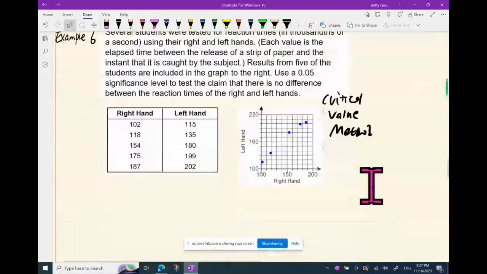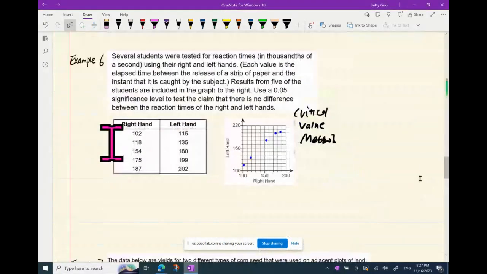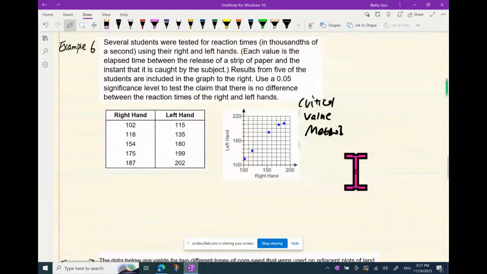Very good. Let's look at number 6. As I forecasted earlier, we are going to use the critical value method to test the claim. Okay, let's read the question first.